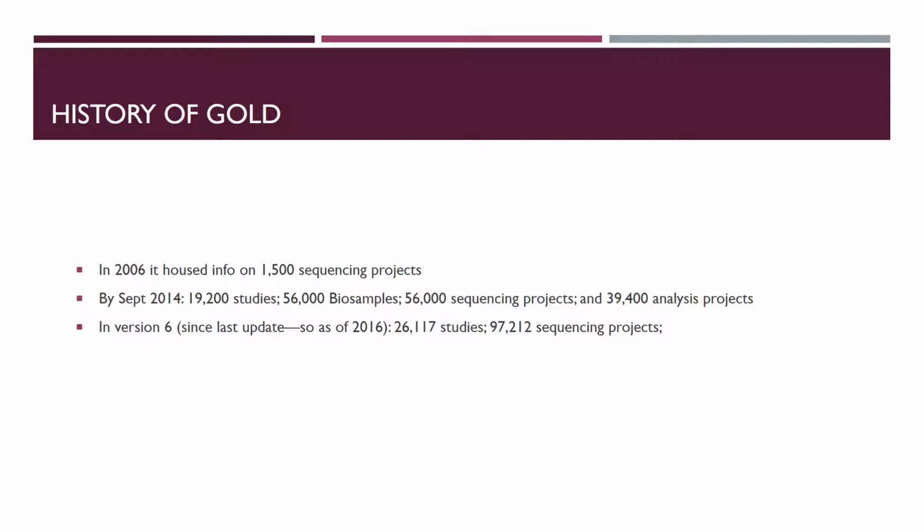So by 2006, it had housed info on 1,500 sequencing projects. And the published information seemed really proud of that. In the 7 years, it had collected information on 1,500 sequencing projects, which was a really big deal. In September of 2014, there were 19,000 studies collected and 56,000 sequencing projects. And we'll get into kind of what studies, biosample sequencing projects, and analysis projects mean. But just for a comparison, it went from 1,500 sequencing projects in 2006 to 56,000 in 2014.